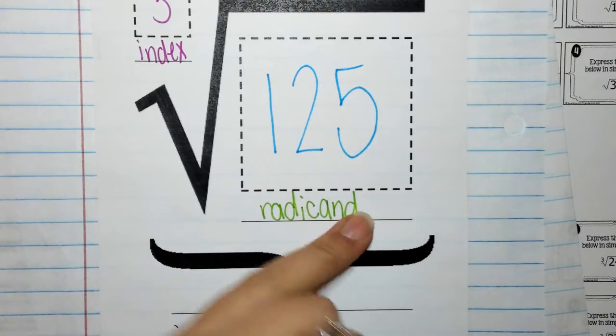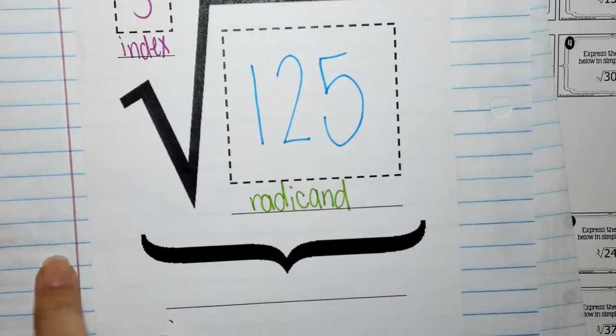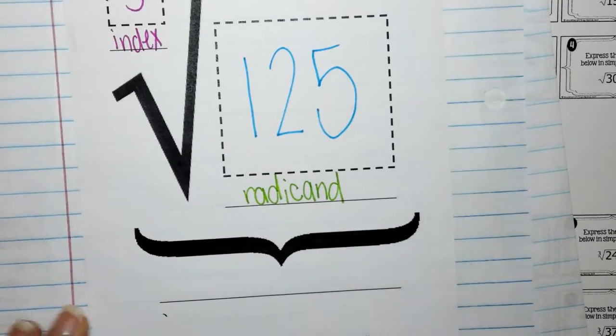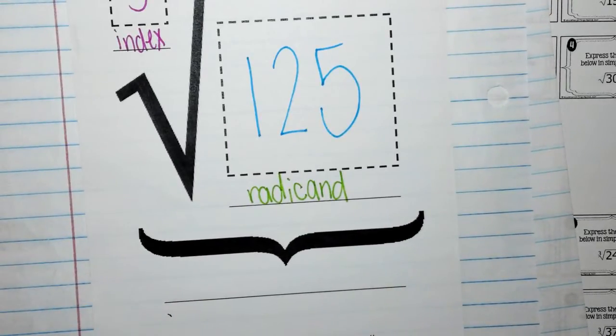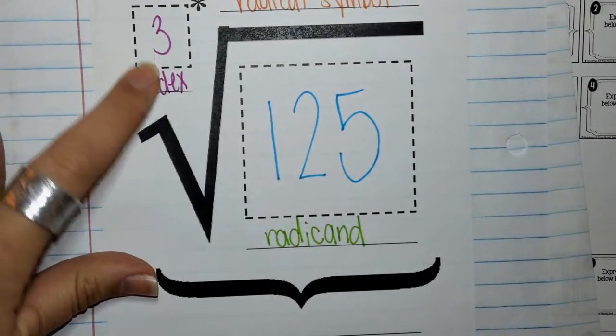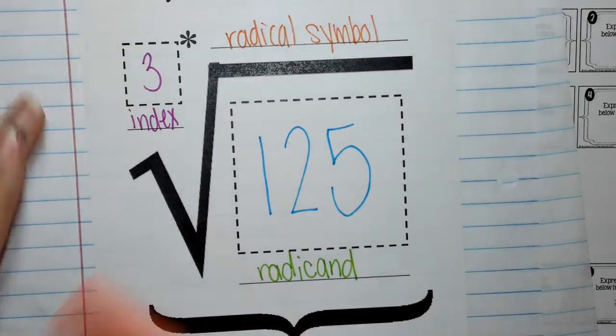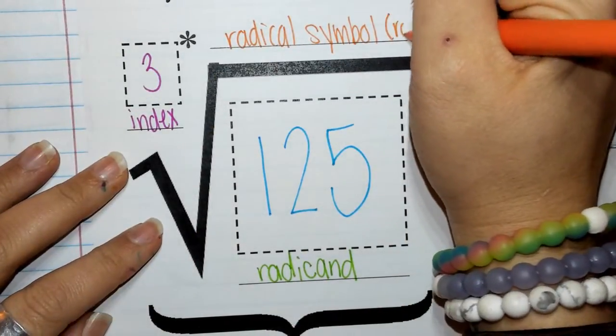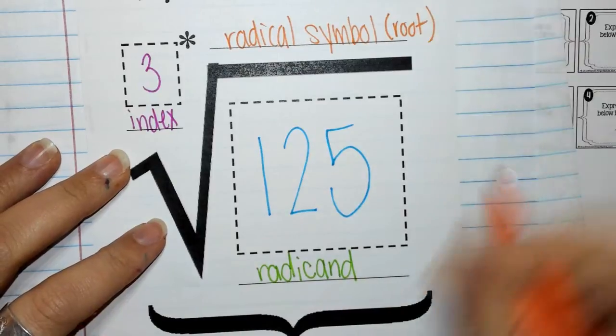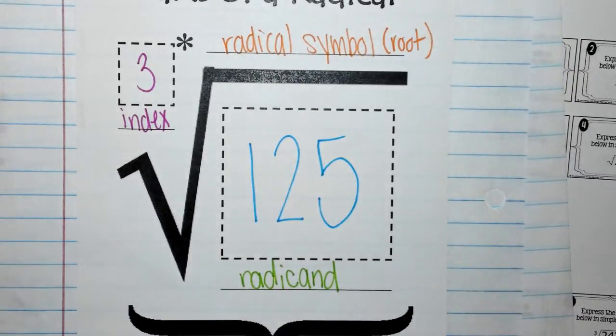All right, radicand is what this is called. So what is this guy called? Index. What is this whole symbol called? Radical, or a root. All right, what is this guy under the hat called?